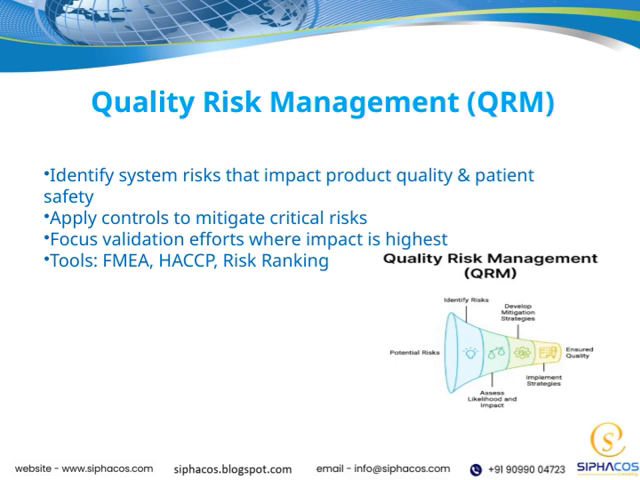To assist us in this process, we use tools like FMEA, which helps us evaluate potential failure modes, HACCP for analyzing hazards in our processes, and risk ranking to prioritize risks based on their severity and likelihood. All of this falls under the broader framework of quality risk management, or QRM. QRM enables us to systematically identify, assess, and control risks, creating a more robust and reliable manufacturing process.